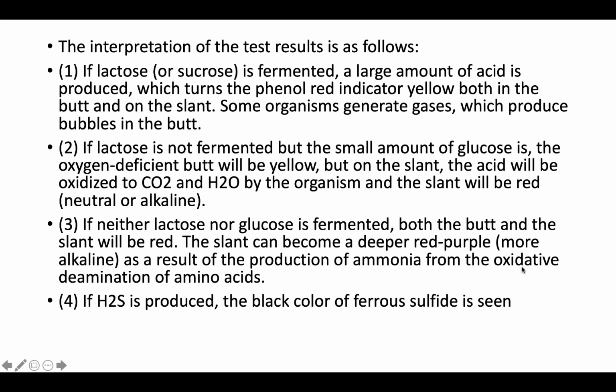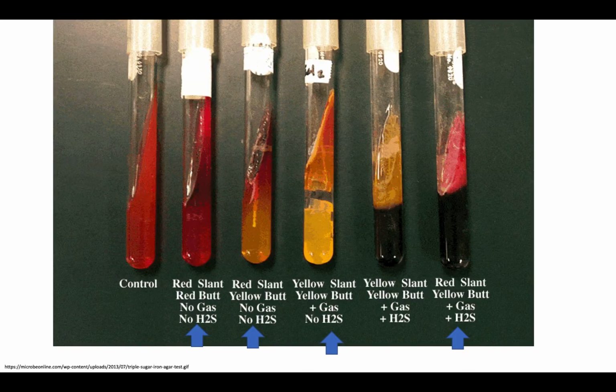And then you can do oxidase, for example, to make sure. And then if H2S is produced, you will have the black color, which is found in Salmonella and Proteus. So now let's look. This is the control. All of it red. Which one will have all red? This will probably be Pseudomonas. So this is red slant, red butt, no H2S, no gas. This is probably Pseudomonas.